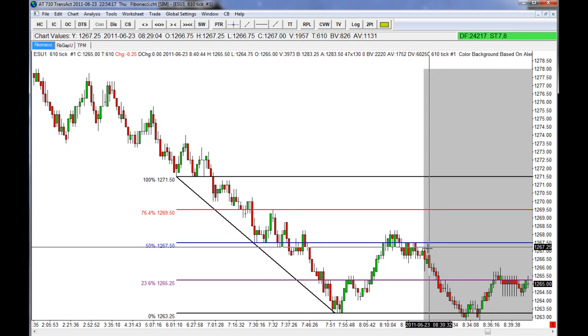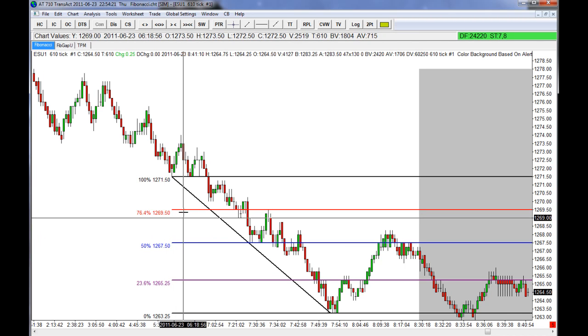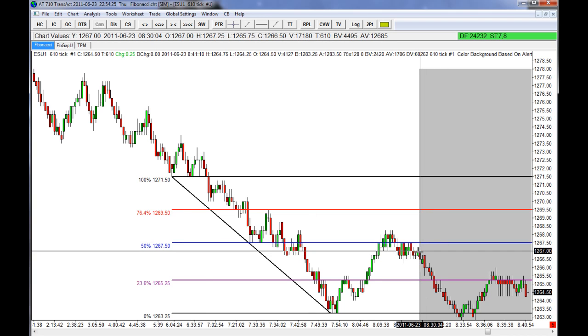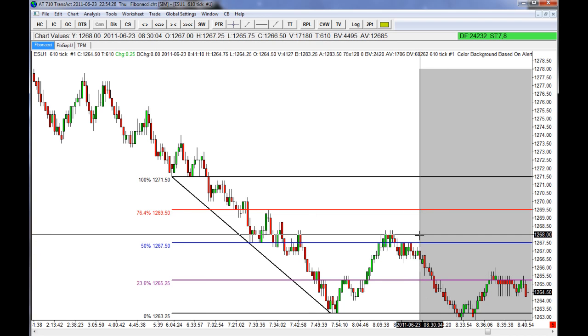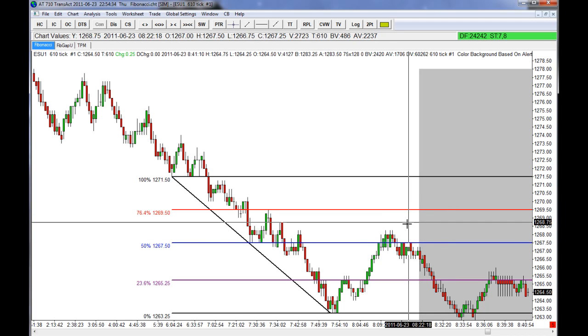I wasn't looking to take this trade because the distance between the two was 2 points, between 76.4 and 50%, so I would have taken the trade only if price opened above the 50% level, so I could sell exactly the 50% level and have a 2-point stop.